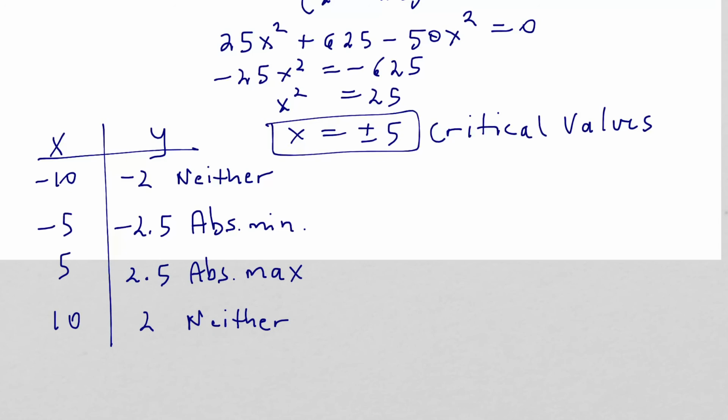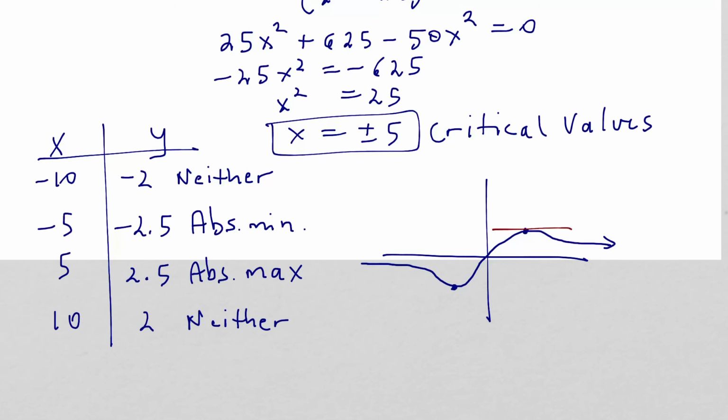Okay? So what this function looks like is a function symmetric about the origin. We found these two extrema here, absolute extrema, I should say. This is the highest value, and this is the lowest value of this function. All right?